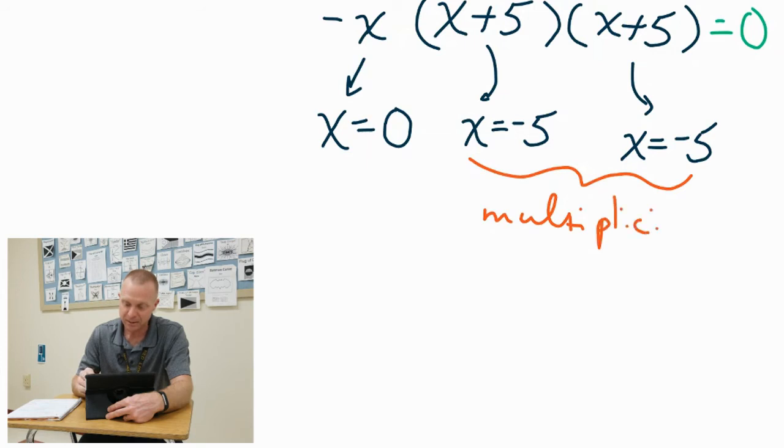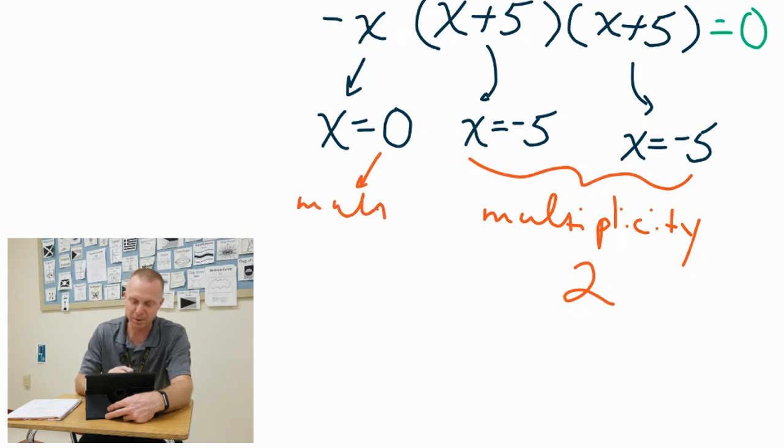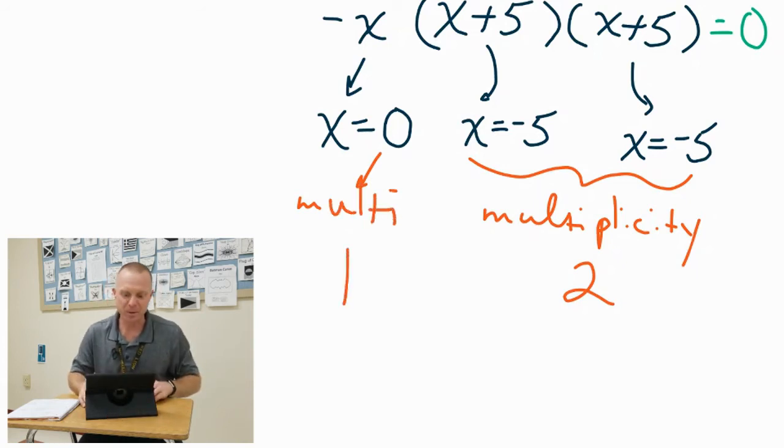Multiplicity, there's 3 I's in there. Multiplicity refers to how many times a root is counted. So we have a multiplicity of 2. By the way, this one also has a multiplicity. It's just kind of boring. It has a multiplicity of 1, because that's how many times that root is counted.